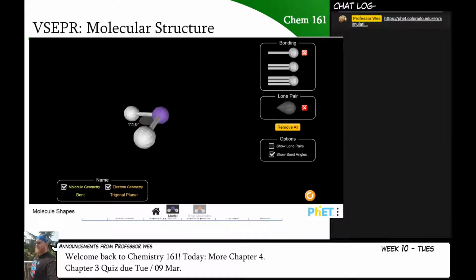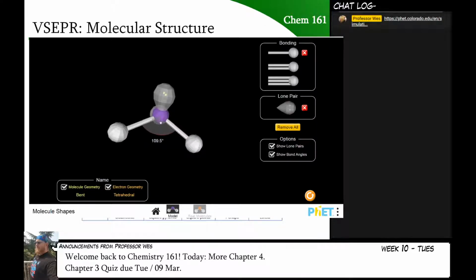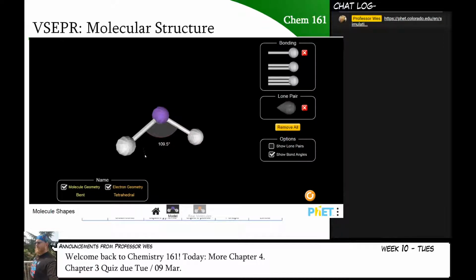Now what happens if I remove a second one? Now I have the shape for water. This is the shape of water. It's a movie about a fish. I can't spin it. There we go. And when I hide the electron pairs, I get bent again. So 4 electron domains is tetrahedral, but if 2 of them are electron pairs, the molecular shape is bent.